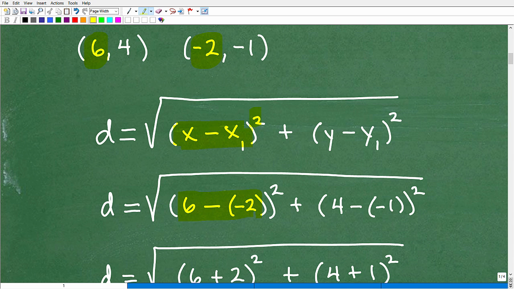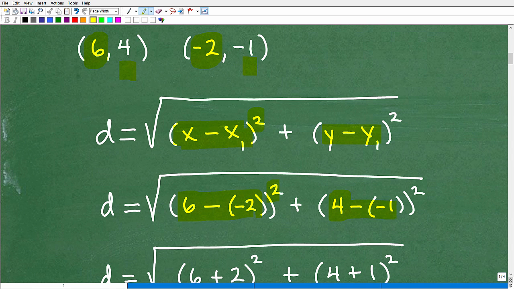And then we're going to square that. And then we're going to do the same thing. We're going to find the differences of the y's. That's what this means right here. Subtract the y coordinates. So I have 4 minus minus 1. You have to be careful with the negatives. That's why I kind of threw them in with this example.